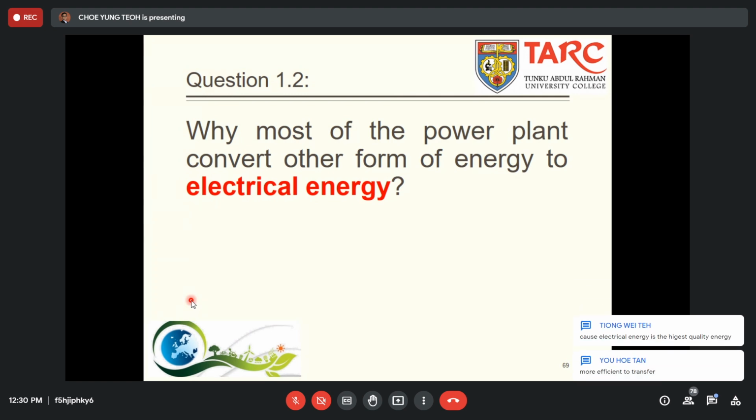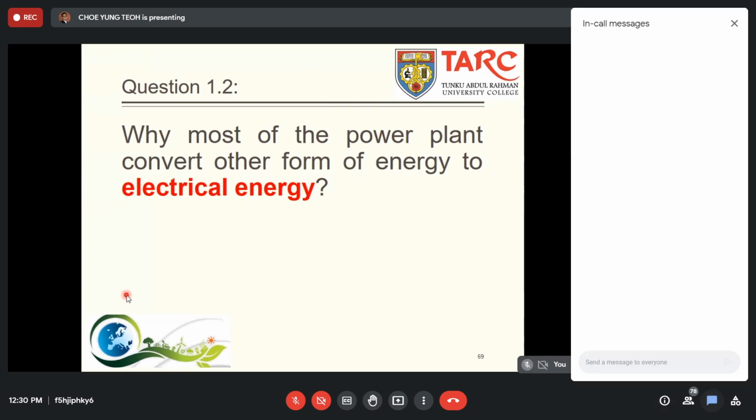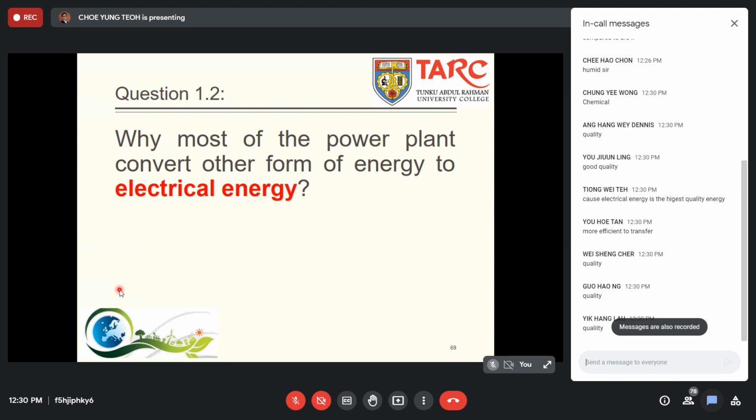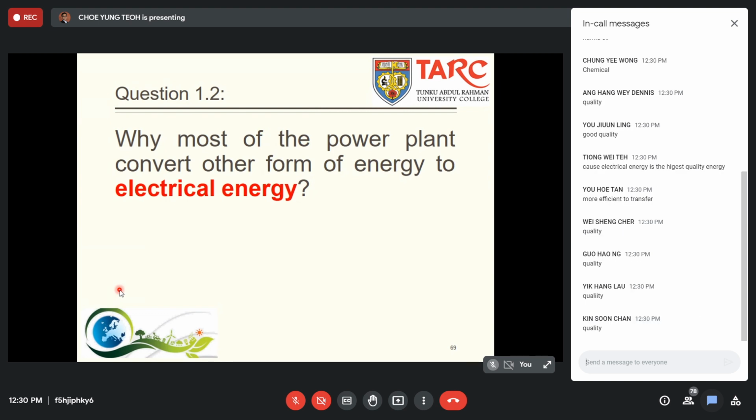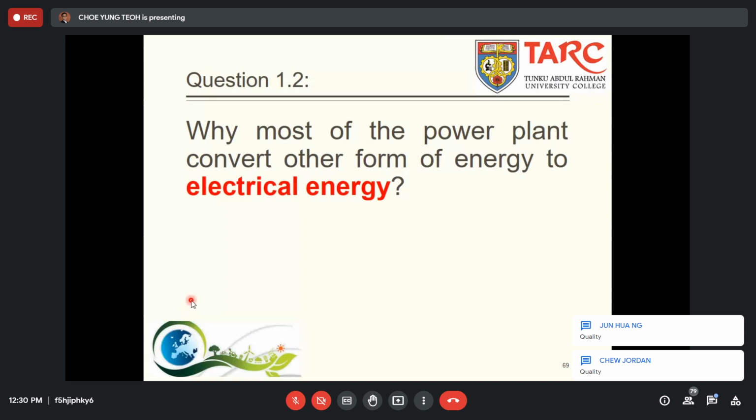Yes, more efficient to transfer, more efficient to convert, okay, and also more efficient to store. In general, we call it good quality, but in detail, we can talk about it. Easy to transfer, efficient to transfer, easy to convert, efficient to convert, and also store. Okay? So the general word is quality.